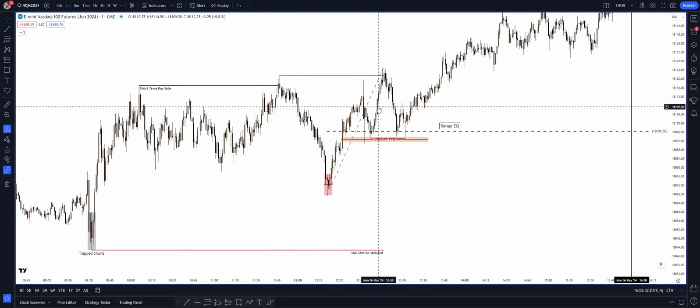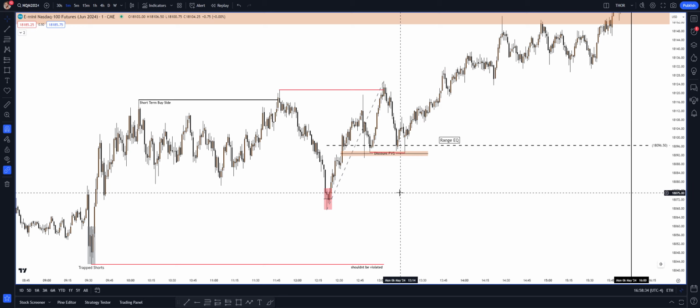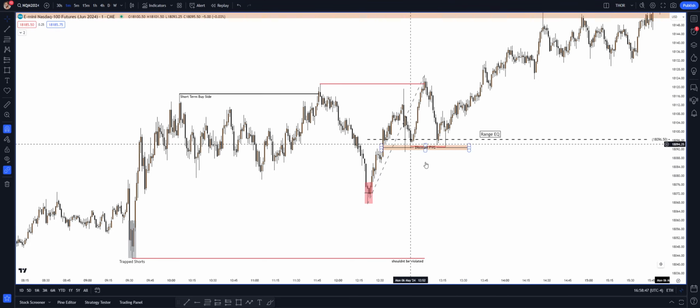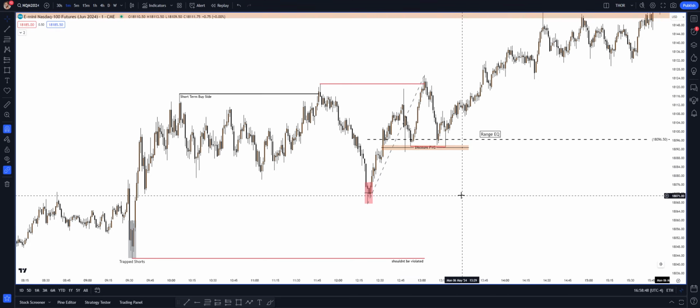So if you're long, you shouldn't be trading in premium. Actually, let me restate that because I think I made a mistake there. What I was saying is, if you are long, you should be trading in discount. If you're short, you should not be trading in discount.